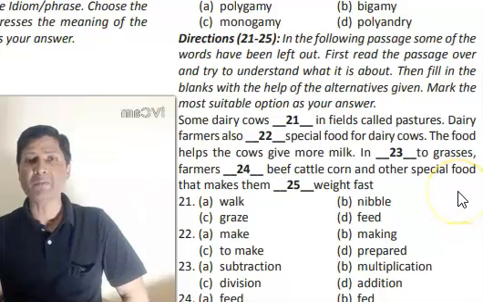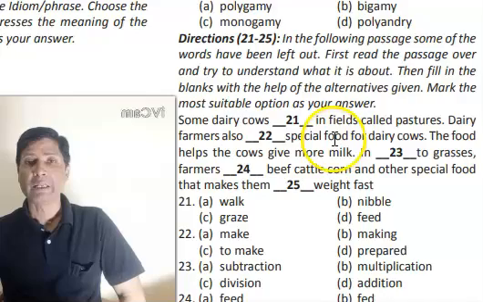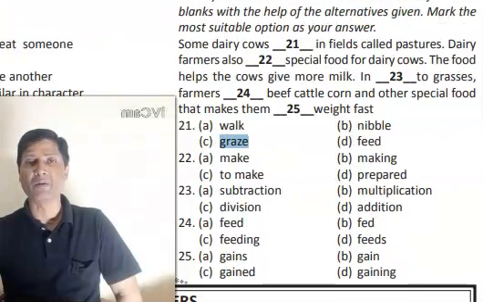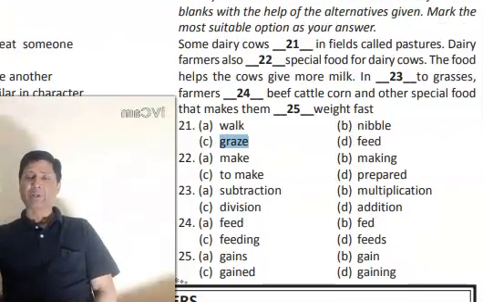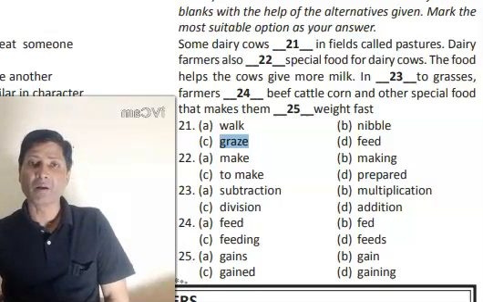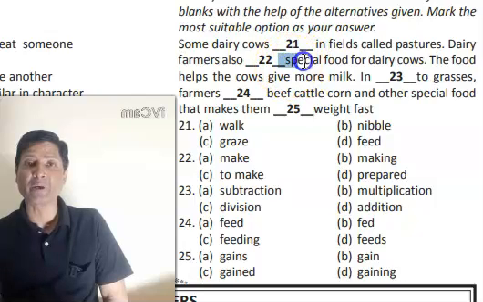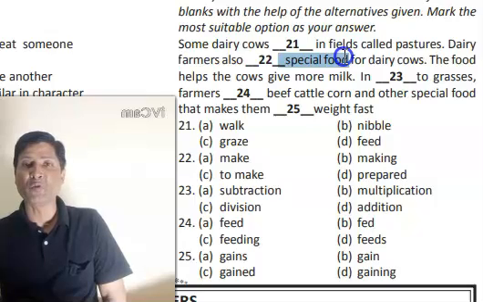So let us see. Some dairy cows graze in fields. We are talking about cows, that means graze. When cows go to the field and eat grass from there, that is called graze. So some dairy cows graze in fields called pastures. Dairy farmers also make special food. Here the word is coming for special food, so make will be the right answer. So dairy farmers also make special food for dairy cows.